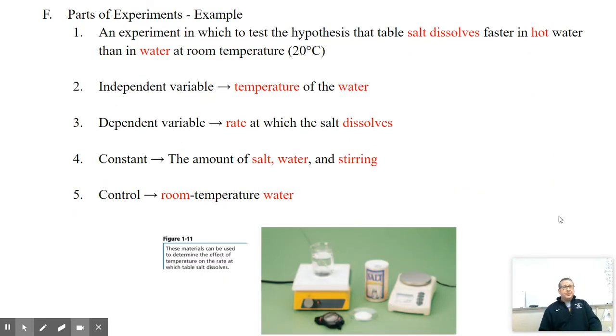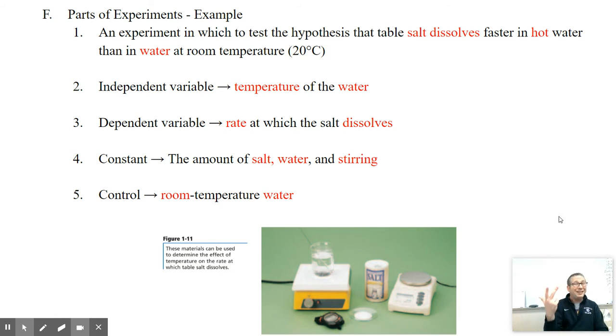So parts of an experiment, an example, okay? An experiment to test the hypothesis that table salt dissolves faster in hot water than in water at room temperature, okay? So our independent variable would be the temperature of the water, because that's what we're changing. We have the hot water, we have the room temperature water. Your dependent variable is the result, okay? Or the rate at which that salt will dissolve, okay? The results of the salt dissolving in hot and the results of salt dissolving in room temperature water, that's our dependent variable. Our constants would be the amount of salt, the amount of water, and the same amount of stirring.